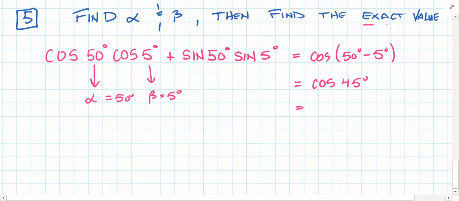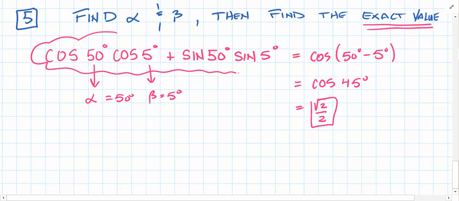So this is now equal to the cosine of 45 degrees. And then it says, what's the exact value? We all know the answer is root 2 over 2. So therefore, all of this stuff right here is equal to that right there.